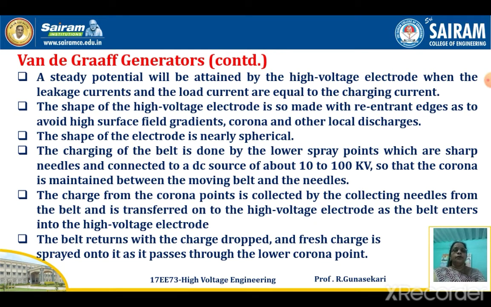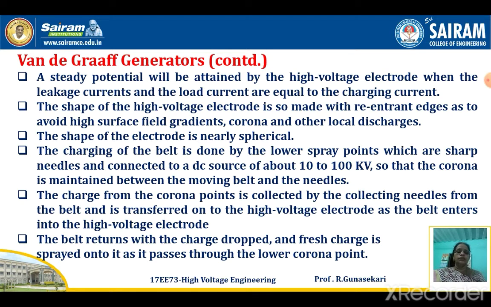A steady potential will be attained by the high voltage electrode when the leakage current and the load current are equal to the charging current. The shape of the electrode is nearly spherical. The shape of the high voltage electrode is made with re-entrant edges. Why do we design it like this? To avoid high surface field gradients, corona and other local discharges.